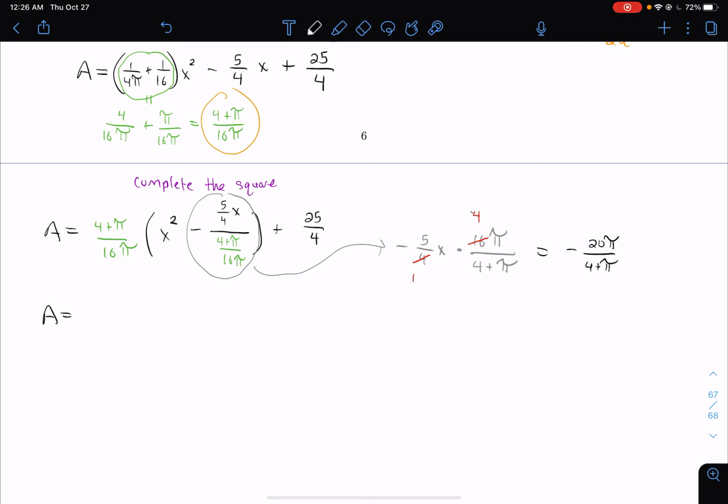Area equals, in front I got 4 plus pi over 16 pi, parentheses, x squared, and my fraction became negative 20 pi over 4 plus pi. Oh, okay, whoops, and I forgot something. Sorry, what I forgot was this x. So when I multiply, that x is still there. Okay, let's not forget that. That x should still be there. Nice. All right, cool. Close that parentheses. And I still got this plus 25 over 4 at the end.